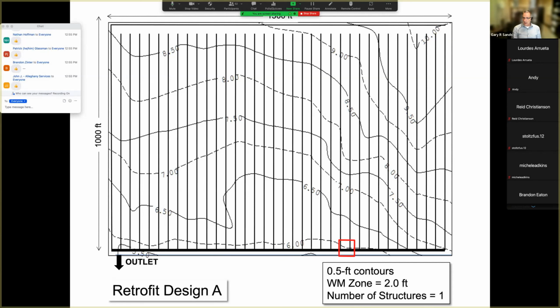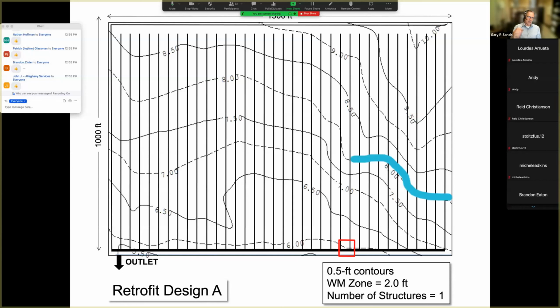And if you did that, and then thought about a water management zone going from 6 to 8 feet, what would that then look like for a structure located right here? Well, we know we go from 6 feet up to 8 feet. So here's the 8-foot line here. And where do we stop with that 8-foot line?